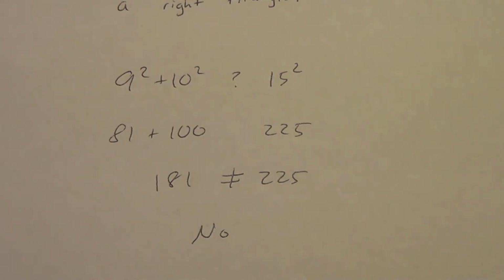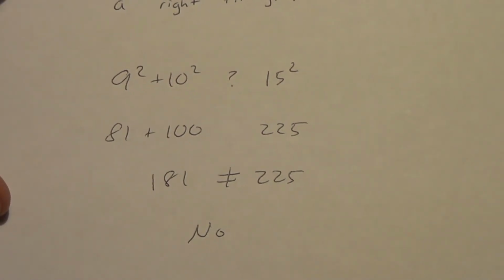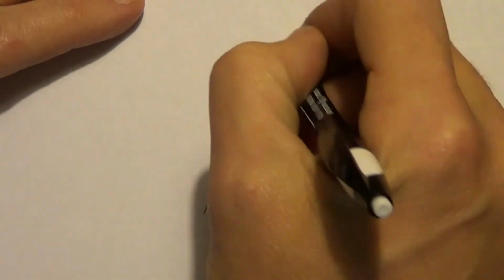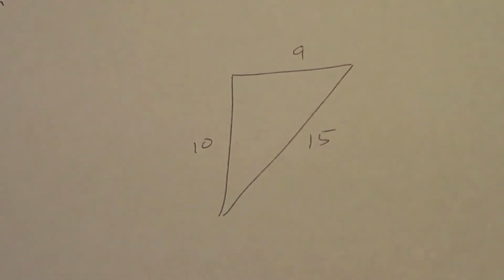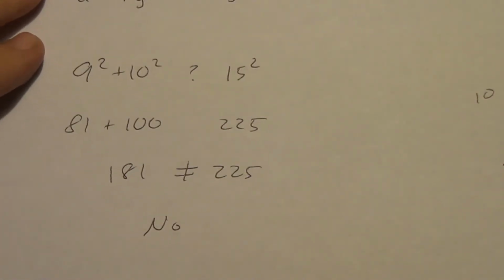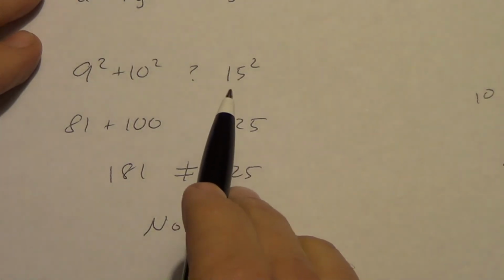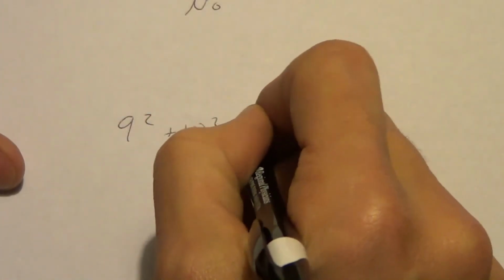So the question becomes, well, what kind of triangle is it? All right, so let's take a look at this. I'm going to draw a real quick sketch of this. We know that we've got 9 and 10 and 15. Now I'm going to backtrack a little bit. I'm going to come back over here, and I'm going to put an X right here for the 15 briefly, just for this explanation. 9 squared plus 10 squared equals X squared.